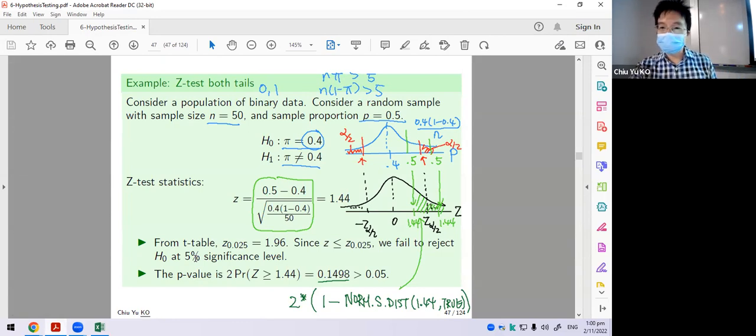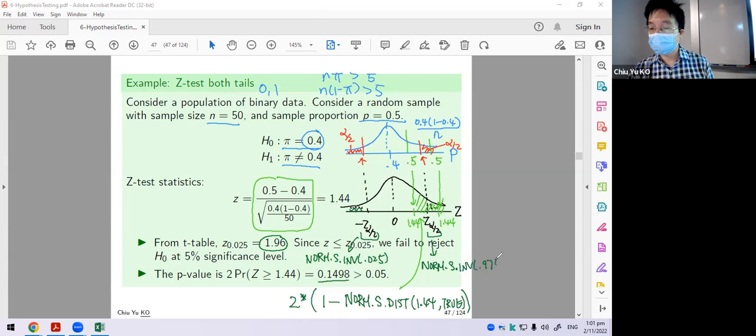And I think it's easy to see alpha over 2 is 1.96. Okay, I'm not going to repeat it, but I just write down the formula, how you get this, right? This 2, right? I think it's very clear how we do this. norm.s.inv(0.025) for the left-hand side. The right-hand side will be norm.s.inv(0.975).